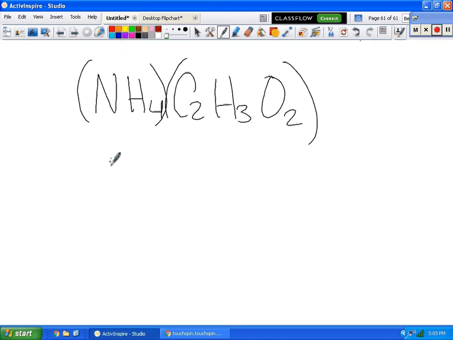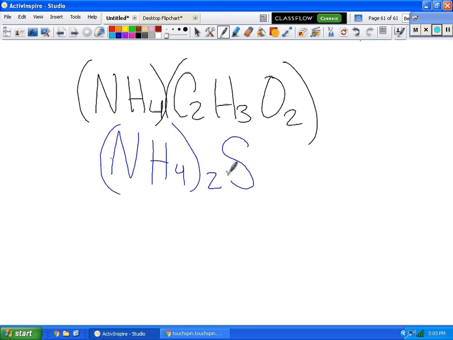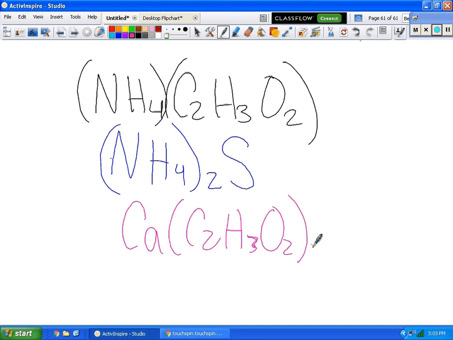If I've got NH4 2S, or I've got Ca(C2H3O2)2. The only time you put a polyatomic in a parenthesis is to protect it from a number behind it. Because if you took the parenthesis off right here, it would look like 42, and that wouldn't make sense, right? If you took that off, it would look like O22, and that doesn't make sense either, right? So you have to put those parentheses in only to protect them.